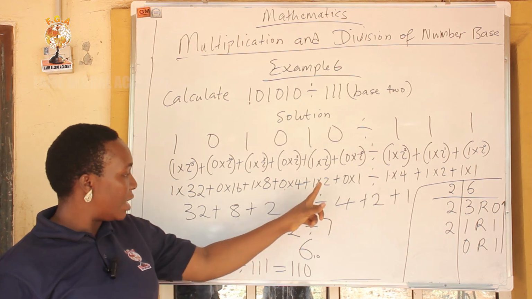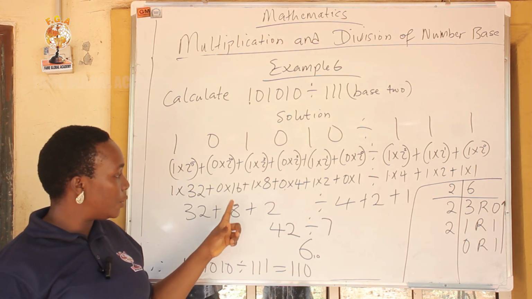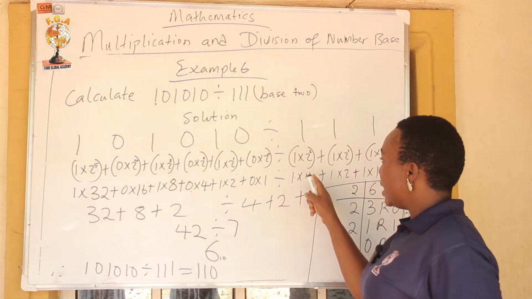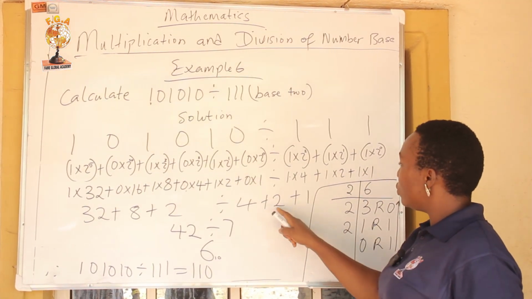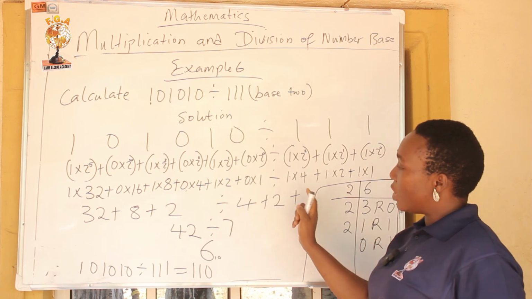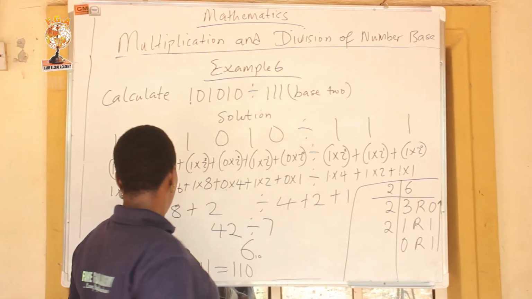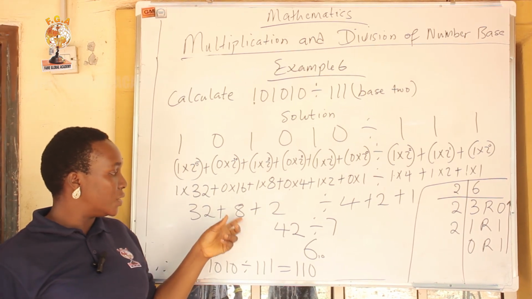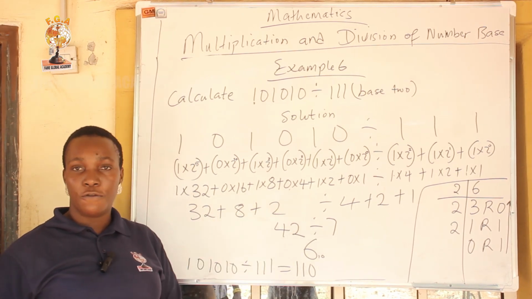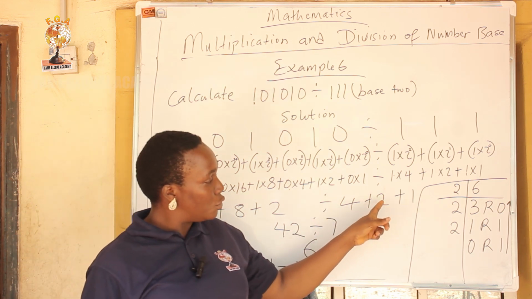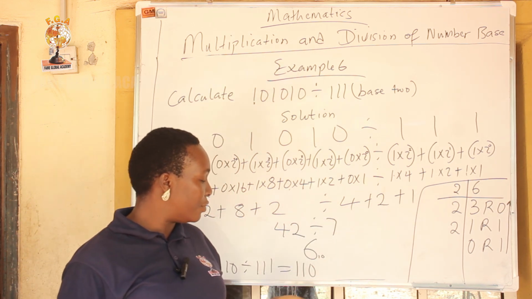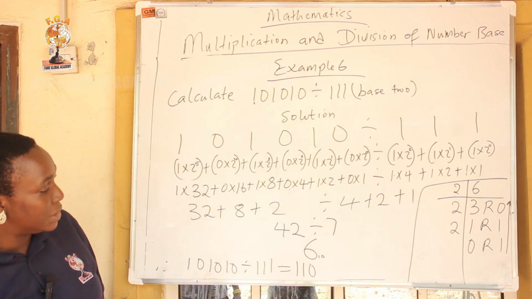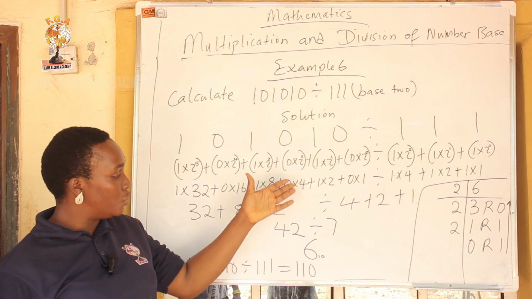So what we have left here is 32 plus 8 plus 2. And for this part, we have 1 times 4 is 4, 1 times 2 is 2, 1 times 1 is 1. So we add everything together. 32 plus 8 is 40. 40 plus 2 will give us 42. While 4 plus 2 plus 1 will give us what? 7. So when we divide 42 by 7, that will give us 6. So we are converting it to base 10.